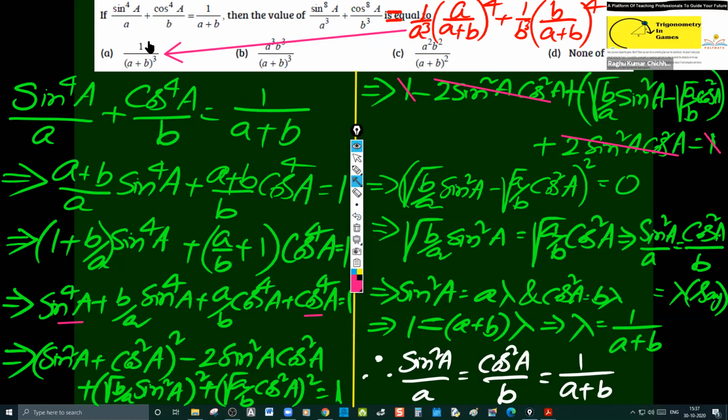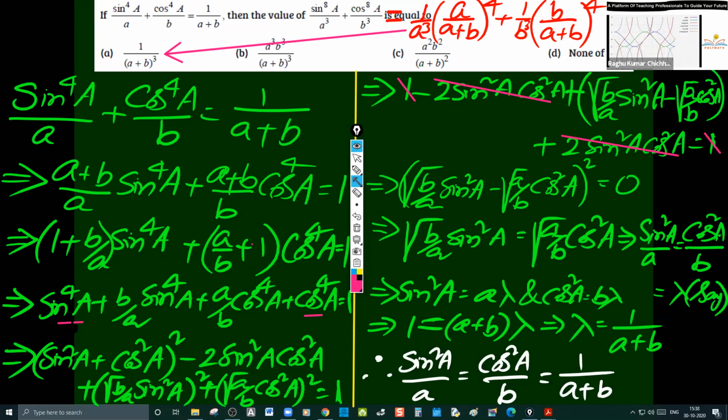Not that easy, just check it out. Let me explain it again. This is the equation given and this is a condition given. What I did, I have cross multiplied this: A plus B by A I wrote here, A plus B by B I wrote, and sine 4th A, cos 4th A as it is. Now I'm splitting this A by A, 1 plus B by A. This is A by B plus 1, A by B plus 1 into cos 4th A is equal to 1. Now I'm multiplying this 1 into sine 4th A plus 1 into cos 4th A is nothing but sine 4th A plus cos 4th A plus B by A sine 4th A plus A by B cos 4th A.